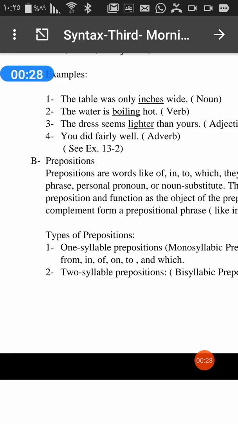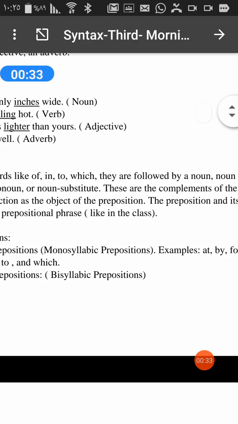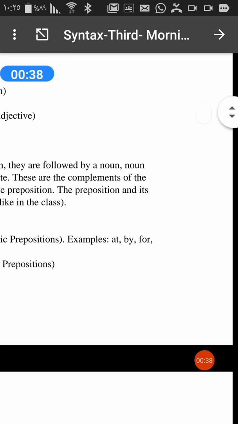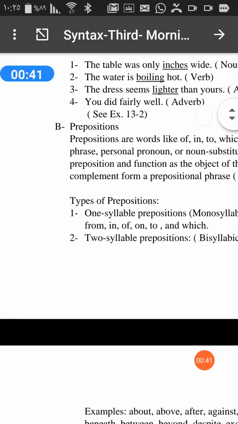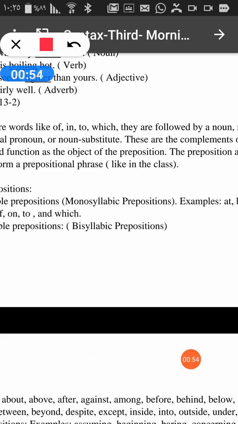What are prepositions? Prepositions are words like of, in, to, which, etc. You know, all these are prepositions. They are followed by a noun, noun phrase, personal pronoun, or noun substitute. A preposition, as we have said, usually is followed by one of these four options. It could be followed by either a noun or a pronoun, a noun substitute, etc.